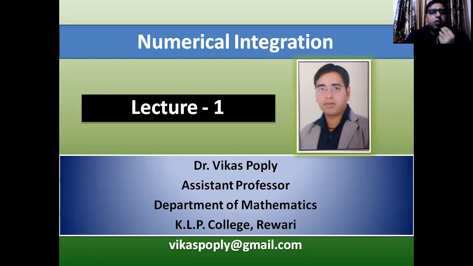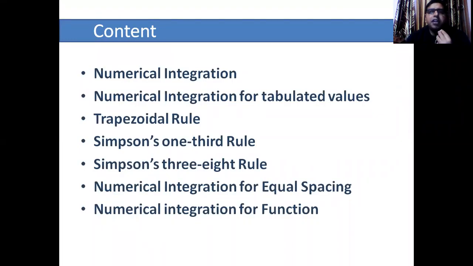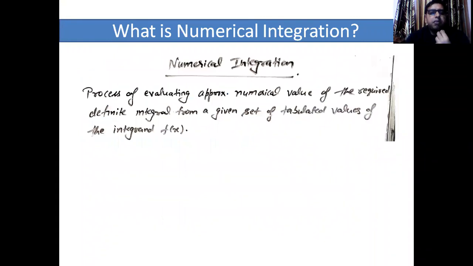Today, we will discuss numerical integration and its methods, how to solve problems when the function is given in a tabulated form. The content of this lecture is basically numerical integration. What is numerical integration? It is needed for the tabulated values of a function. Then the three methods: trapezoidal rule, Simpson's one-third rule, and Simpson's three-eighth rule, for the basic level of numerical integration. These are the numerical integration techniques for equal spacing, and numerical integration for functions and finding the error of these values. My first slide is: what is numerical integration?